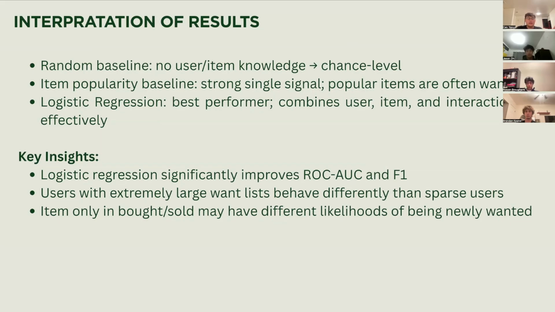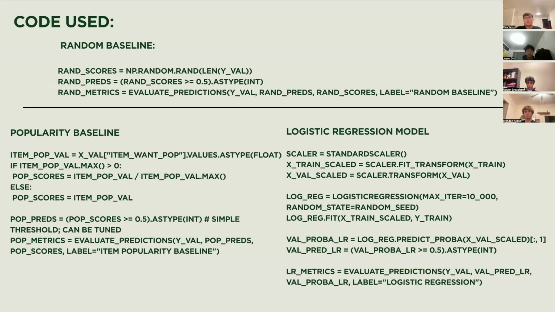Some key behavioral insights are that users with very large want lists behave differently. Their actions are less predictable. Items appearing only in bought/sold lists behave differently than typical want items, because this means that the interaction flags capture meaningful behavioral differences, and these patterns help explain the deviations in precision or recall and ground the model's behavior in real user item dynamics that we see in the scores. And here's a look at the code that we used.